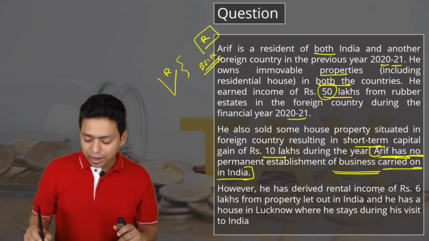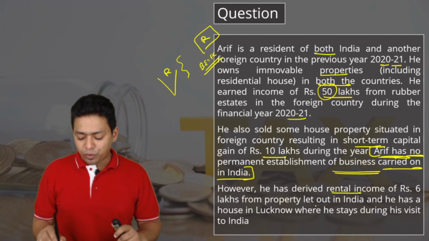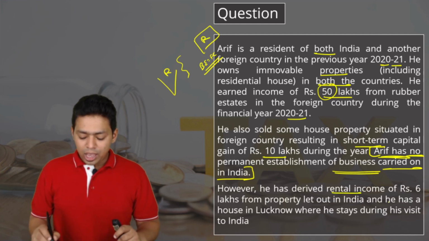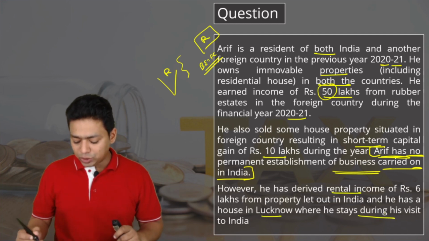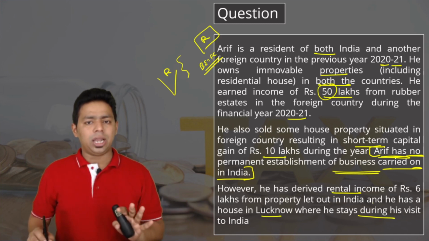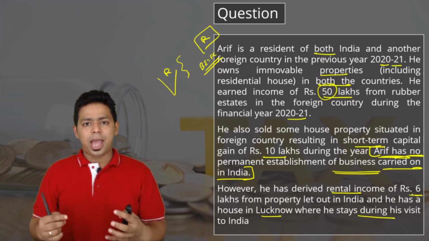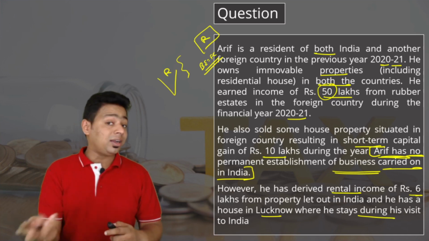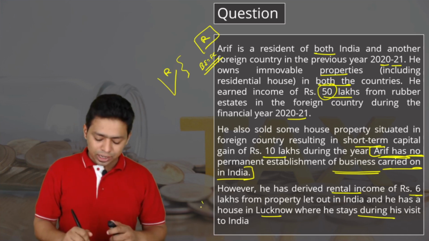However, he has derived a rental income of 6 lakh rupees from a property let out in India, and he has a house in Lucknow where he stays during his visits to India. So it looks like whenever he comes to India, he stays in Lucknow, and he is not earning any active or passive income. He is earning rental income from India. So this is Indian income. Okay.